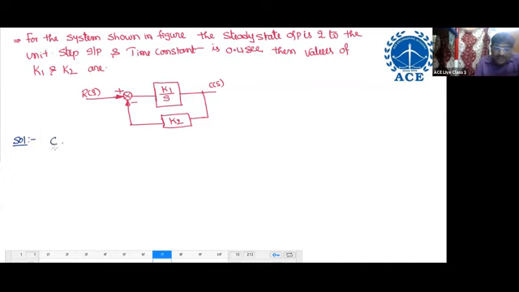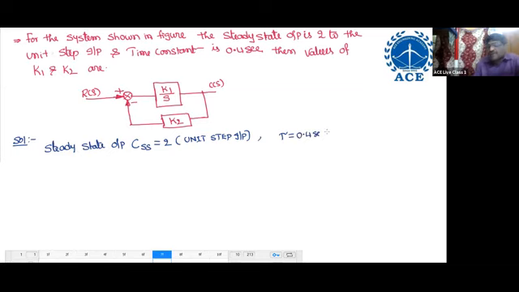Steady state output means CSS. So how much is given? 2. For which input? Unit step input. And the time constant is given. What is the time constant? 0.4 seconds is given.